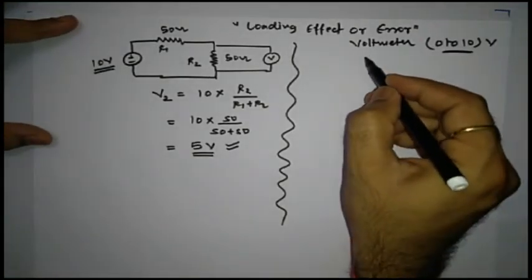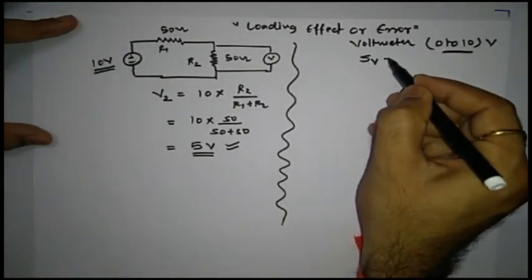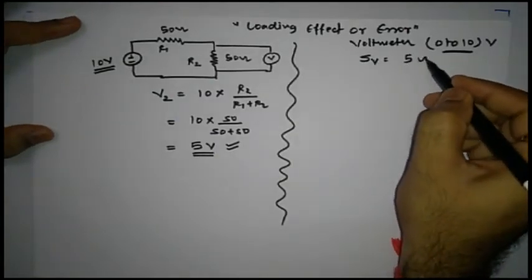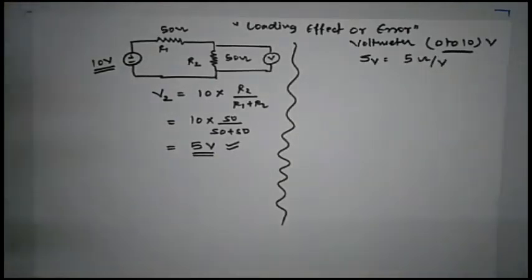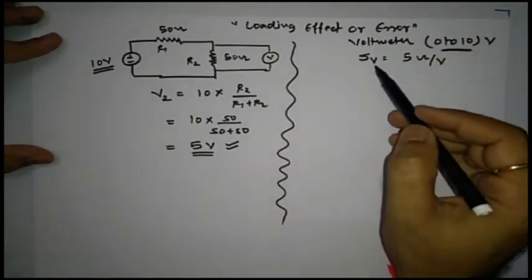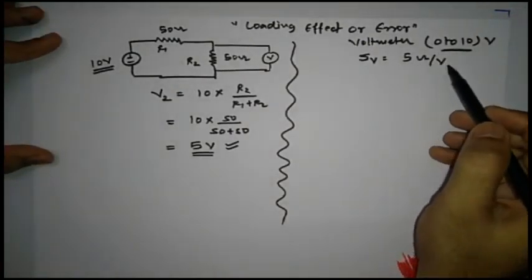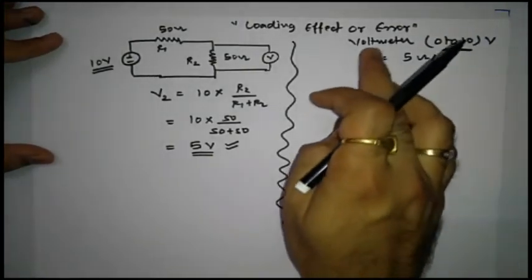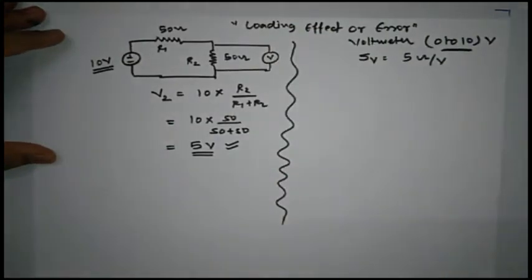And let us consider that the sensitivity of this voltmeter is say 5 ohm per volt. So what we have considered, we have selected a voltmeter whose operating range is 0 to 10 volt and its corresponding sensitivity is 5 ohm per volt. Now let us try to calculate how much this voltmeter reads a voltage.